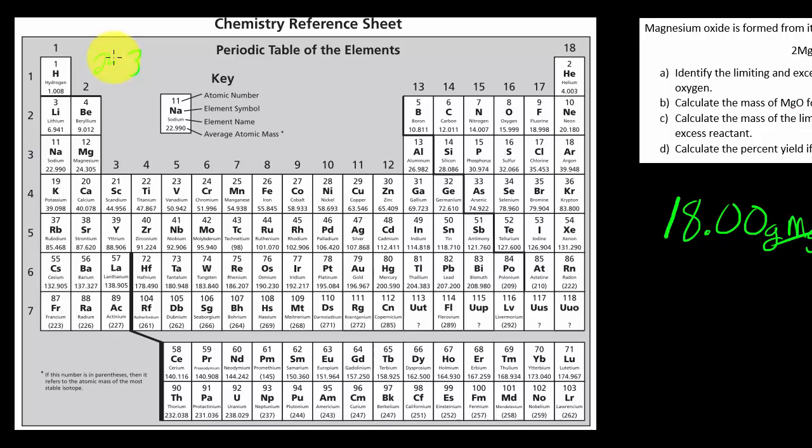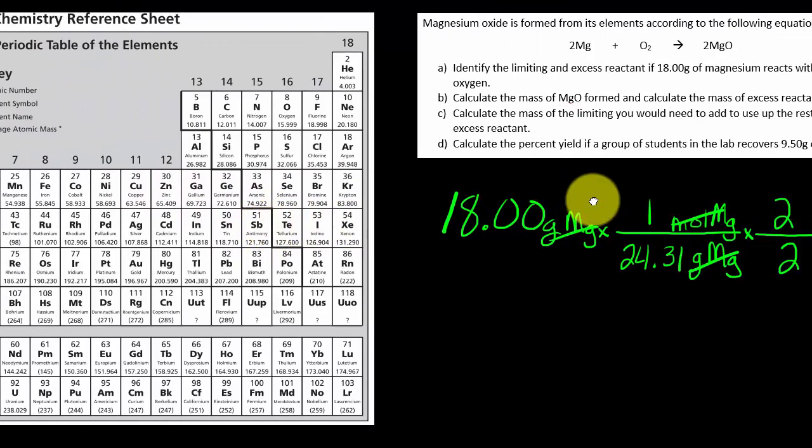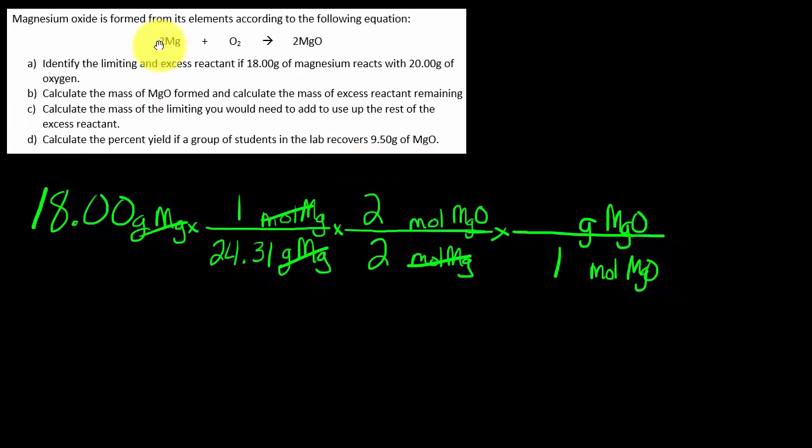Magnesium is 24.31. Ooh, I messed that up. 24.31. Let's get a better color we can see. So the molar mass for magnesium is 24.31, which came from here. And the molar mass of 1 oxygen is 16. So we add 16 to this, and the molar mass of magnesium oxide is 40.31. So we're going to come back over here and put 40.31 in our blank. So we have 40.31 grams of magnesium oxide per 1 mole.